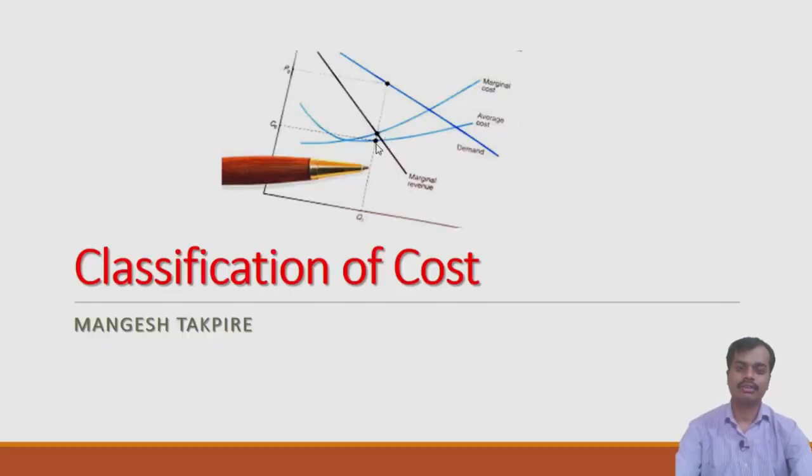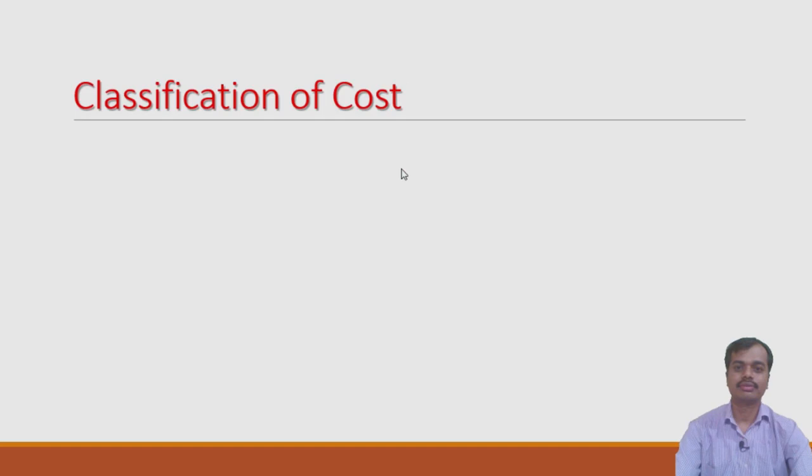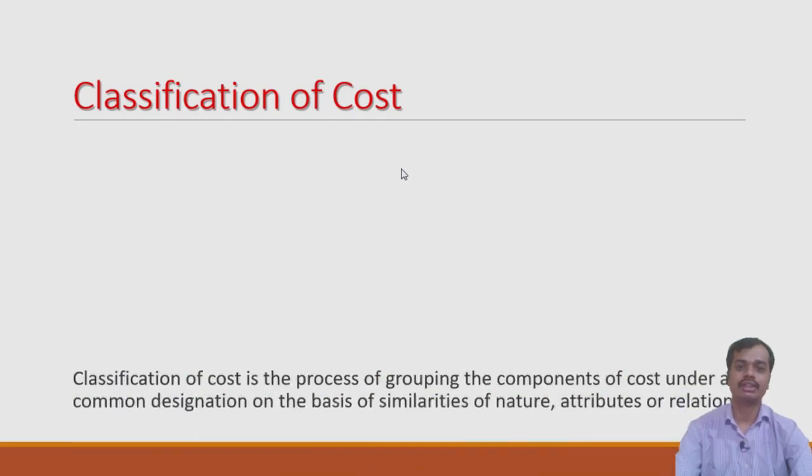Hello friends and welcome. In this video, we are going to see classification of cost. Classification of cost is the arrangement of the items of the cost in logical groups having regard to their nature or purpose. Items should be classified by one characteristic for a specific purpose without ambiguity. Scheme of classification should be such that every item of cost can be classified.